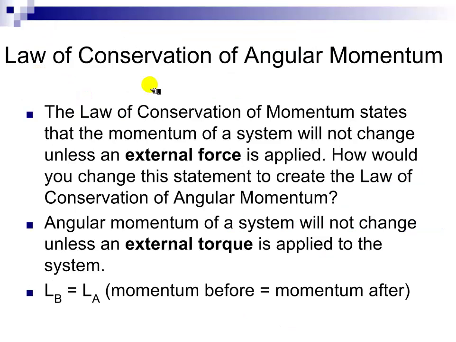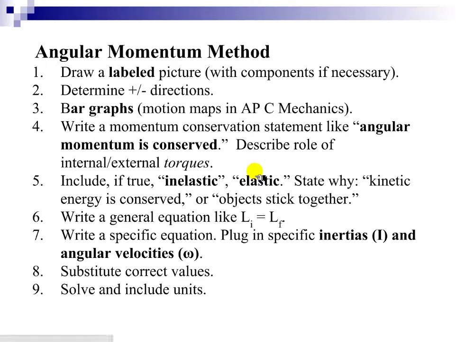We're going to be studying the law of conservation of angular momentum in class. But let's fill out your notes. The law of conservation of momentum states that the momentum of a system will not change unless an external force is applied. Okay, how would you change this statement to create the law of conservation of angular momentum? Well, we would use the angular version of force, which we remember is torque. So the angular momentum of a system will not change unless an external torque is applied to the system. So our angular momentum conservation law reads like this: the momentum before equals the momentum after.